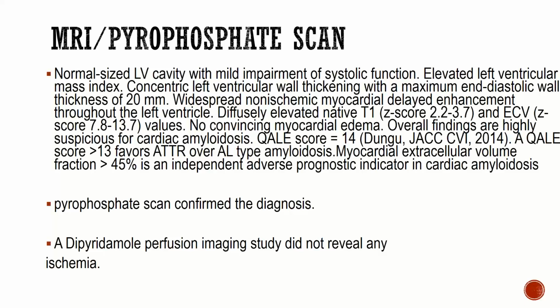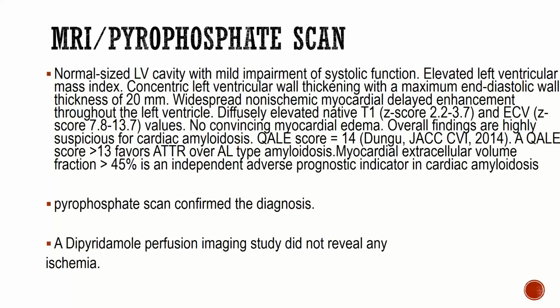So this patient underwent an MRI, and it showed a normal LV cavity with mild impairment of systolic function, elevated left ventricular mass index, concentric LV wall thickening with maximum end-diastolic wall thickness of 20 millimeters, widespread non-ischemic myocardial delayed enhancement throughout the left ventricle, diffusely elevated T1, and non-convincing myocardial edema. Overall findings are highly suspicious for cardiac amyloidosis with a Kehl score, the score used to assess amyloidosis in MRI, of 14, where any score more than 13 favors ATTR over AL type amyloidosis.